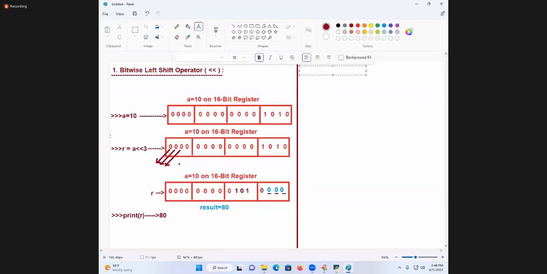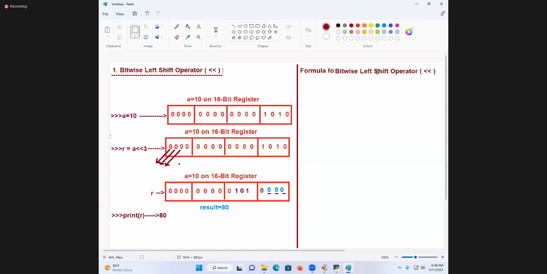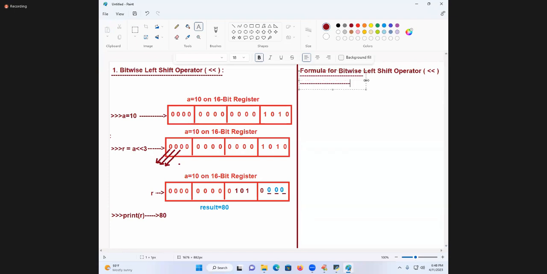Do you know the formula? I am writing a shortcut formula. If you go to the entrance exam, some shortcut formulas will be there or not? Formula for which operator? Right shift, left shift operator. Formula for the left shift operator, I am going to tell you. Try to look at students. So let us watch this now. I'm going to write it here.